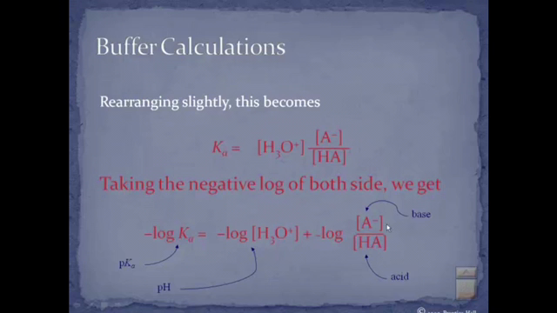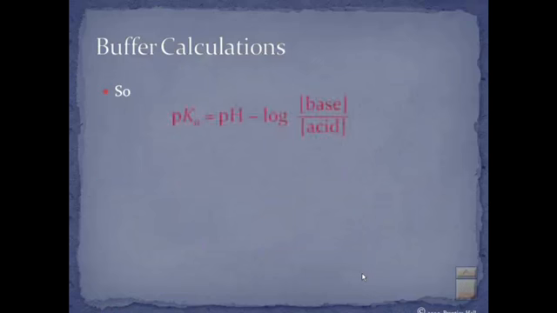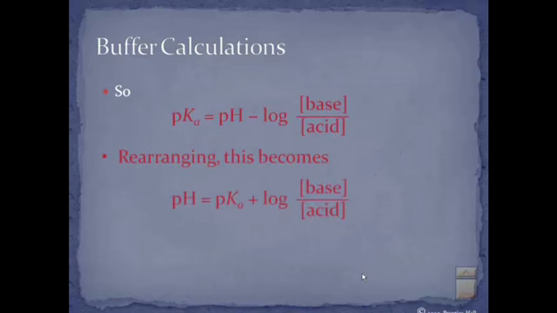And then this is the concentration of your base. We always call the anion the base. And then this is the concentration of your original acid, the acid. Alright, so what am I getting at here? This is a very important formula. What you have basically is pKa is equal to pH minus log concentration base over your acid.